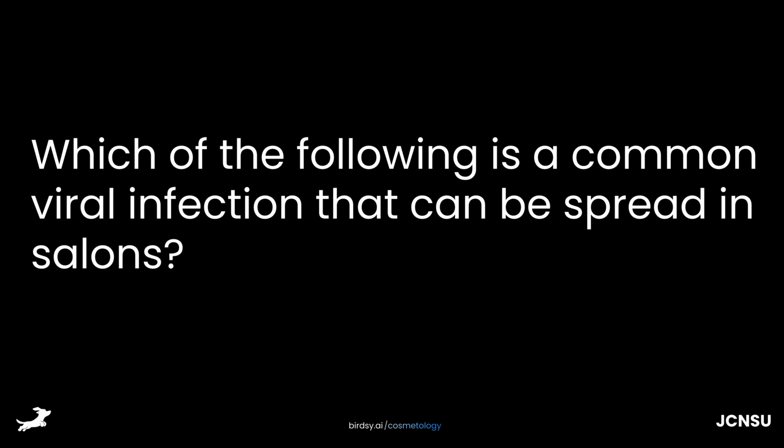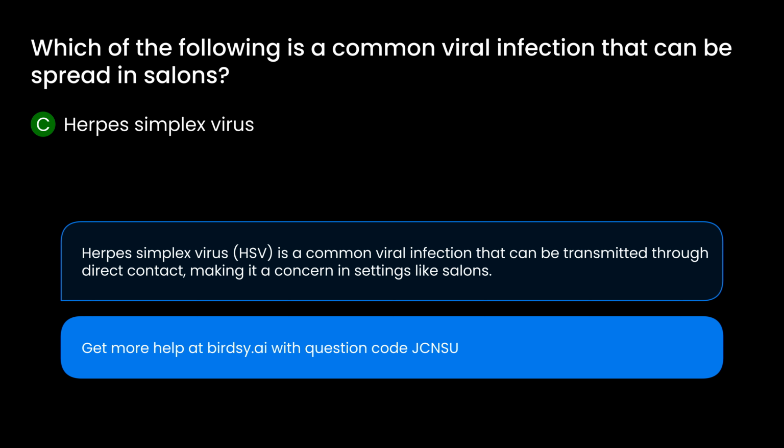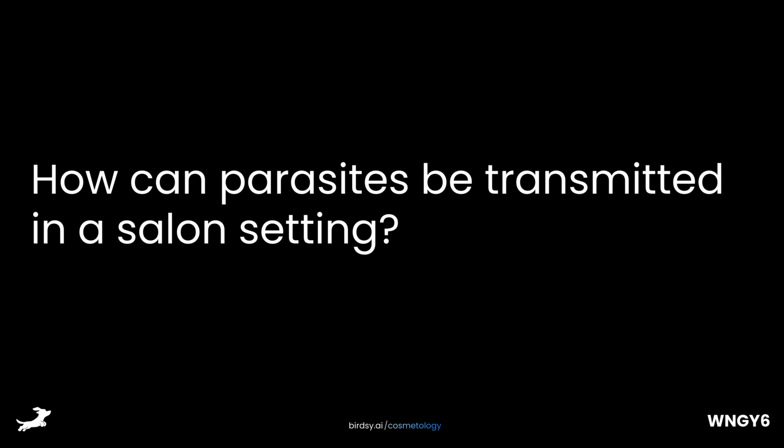Which of the following is a common viral infection that can be spread in salons? Is it A, ringworm, B, scabies, C, herpes simplex virus, or D, Staphylococcus aureus? The answer is C, herpes simplex virus. Herpes simplex virus is a common viral infection that can be transmitted through direct contact, making it a concern in settings like salons.